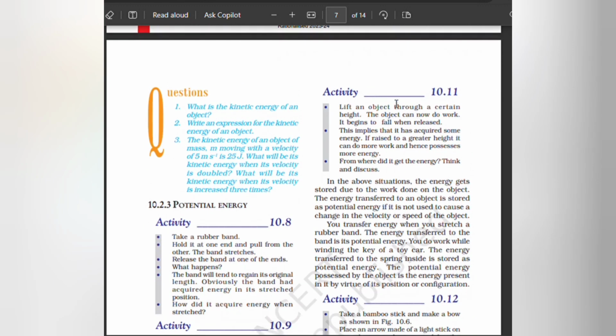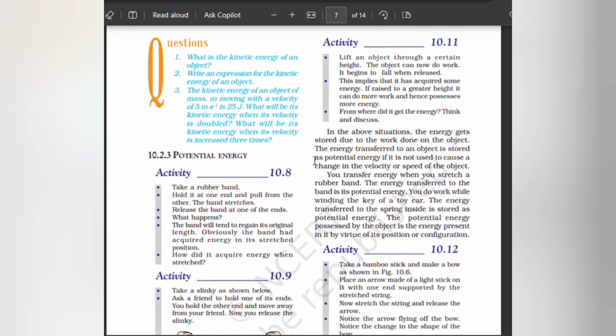Lift an object through a certain height. The object can now do work. It begins to fall when released. This implies that it has acquired some energy. If raised to a greater height, it can do more work and hence possess more energy. From where did it get the energy? Think and discuss.